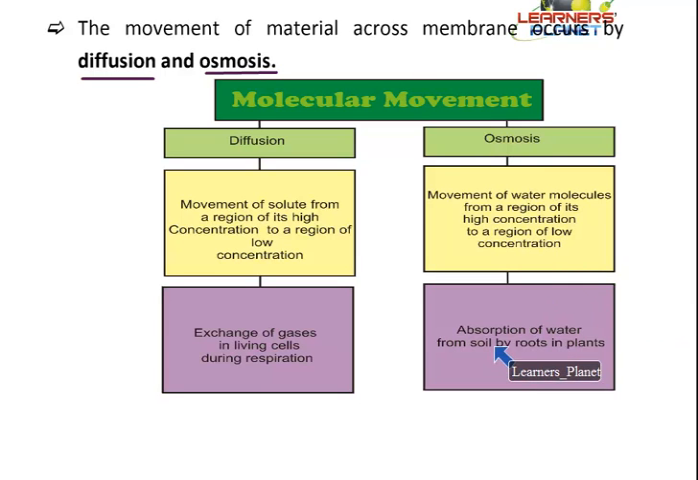An example you can understand is the absorption of water from the soil by the roots of plants. We all know that roots are present in the soil and the soil contains water. The membrane of the root is very thin. As water is present in high concentration in the surrounding, that is in the soil, it tends to move from the surrounding towards the interior of the root cells. So this is one of the examples.